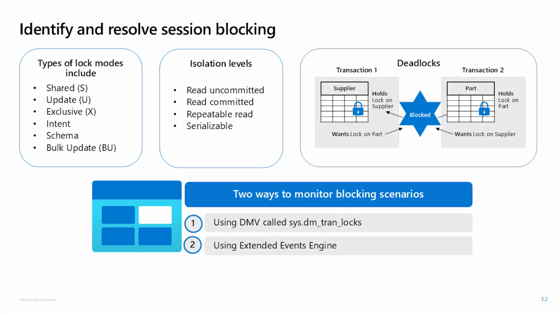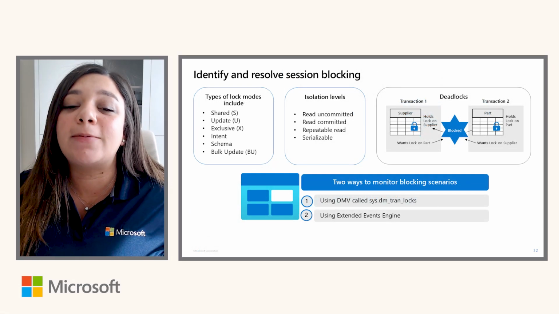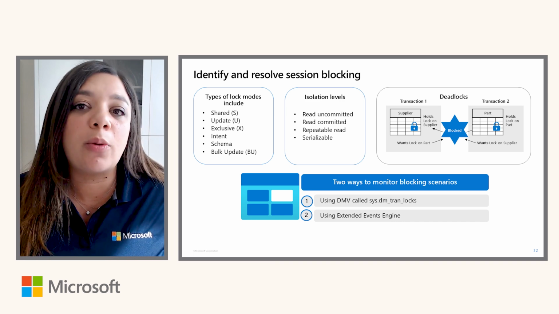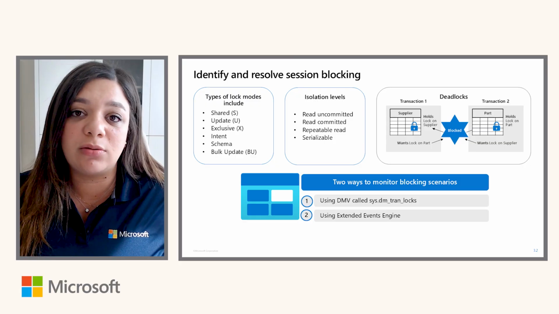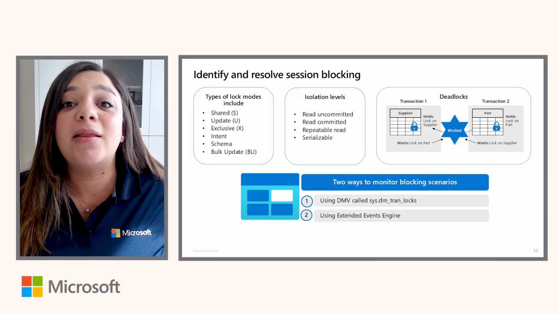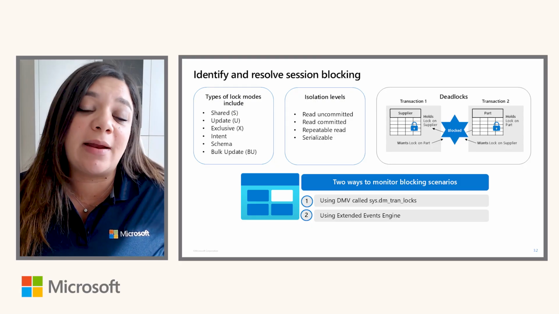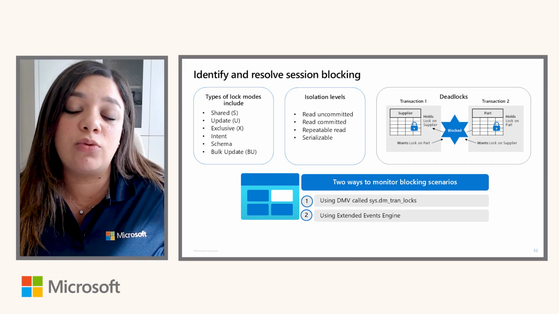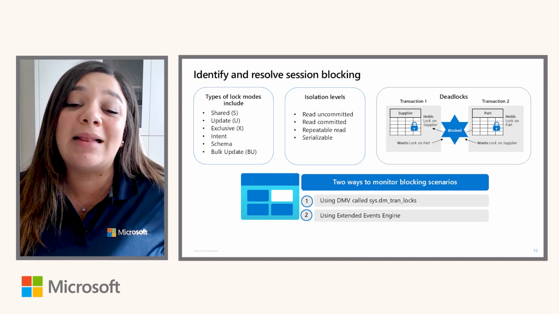After understanding query performance with Query Store, let's now focus on session blocking and deadlocks. This is critical for database performance troubleshooting. So know the different types of locks you need to know. For example, the shared lock, which is used for read operations and prevents data modification. Also know the difference between deadlocks versus blocking and the two key ways to monitor blocking scenarios, which is using the DMVs or using something like Extended Events, which is best for capturing and diagnosing deadlocks in real time.